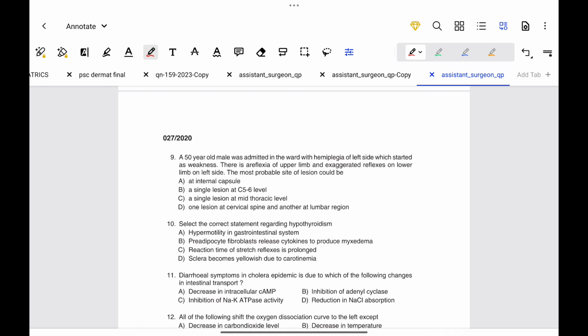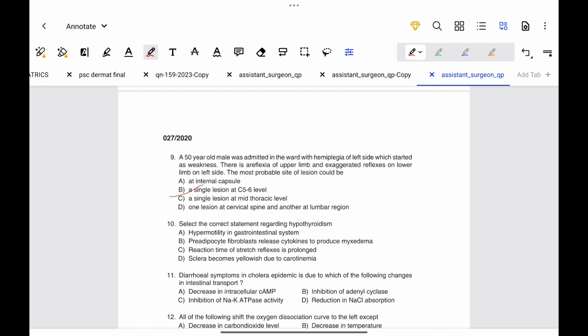Here, areflexia of upper limb, that is an LMN sign, and exaggerated reflexes on lower limb on left side, that is a UMN sign. So, to produce LMN sign in left upper limb, the lesion must affect lower motor neurons or anterior horn cells or nerve root corresponding to upper limb, that is C5 to T1. So here the answer is option B, single lesion at the C5 or C6. At the level of the lesion, there will be LMN lesion, and below the level there will be UMN lesion. Next question.